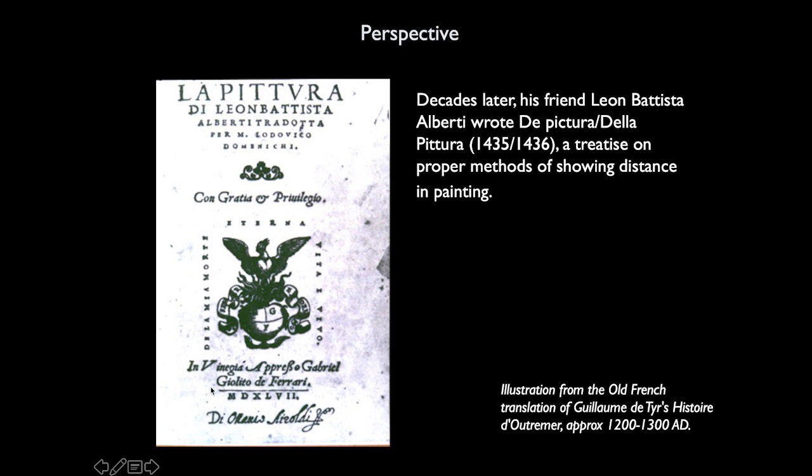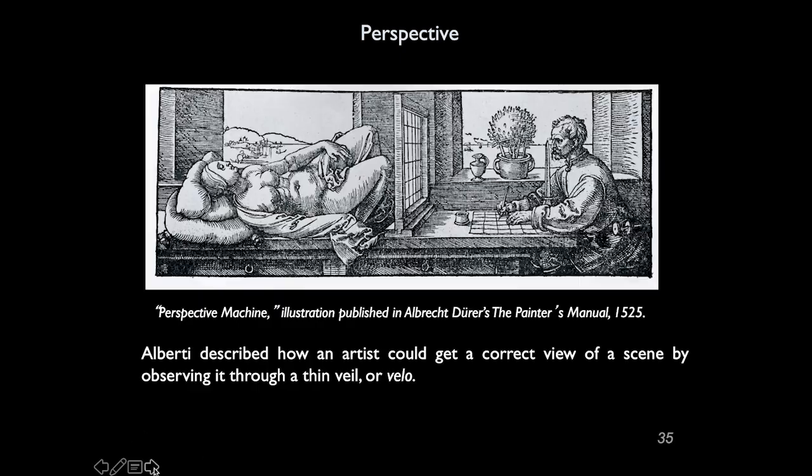So decades later, his friend Leon Battista Alberti wrote De Pittura, which was a treatise on the proper methods of showing distance in painting. So Alberti described how an artist could get a correct view of a scene by observing it through a thin veil or velo. So the idea is that we can get a correct image of some object seen through such a veil or window by tracing the outline of the object onto glass. So Albrecht Dürer designed several such machines, which are kind of interesting.